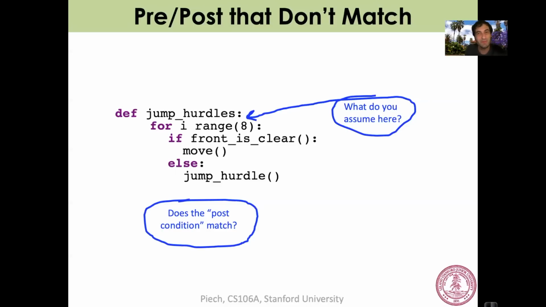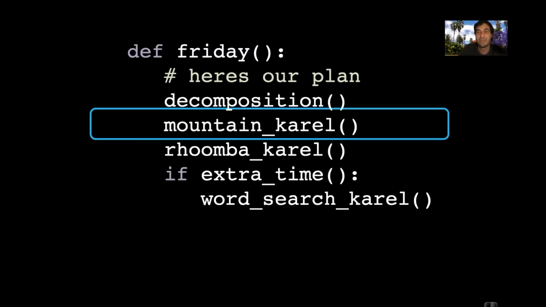Okay, that's what we got for our little asides. At this point, we've talked at a high level about what decomposition is. We've gone in and actually done some decomposition ourselves with Mountain Carol. And so now it's time to do a little bit of cleanup with our Roomba Carol.